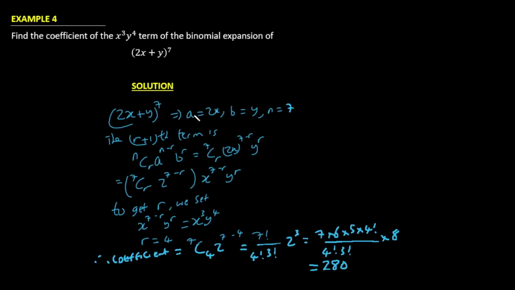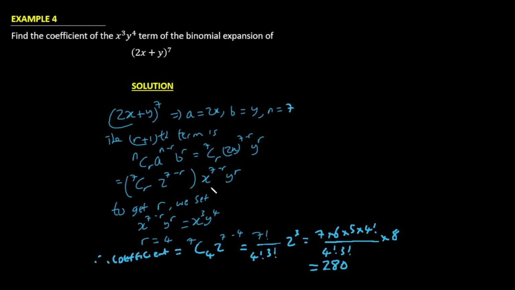So from this, we get our a, which is 2x, b is y, and n is 7. Then the r plus 1 term is n combination r, a to the power of n minus r, and b to the power of r. Then we replace n to be 7 and r to be r because it's unknown. We know our a is 2x from here, and our power is n minus r. Whatever we do, we separate the 2 and x, and join the number with the other one, to form a number, and we have x to the power of 7 minus r, y to the power of r.